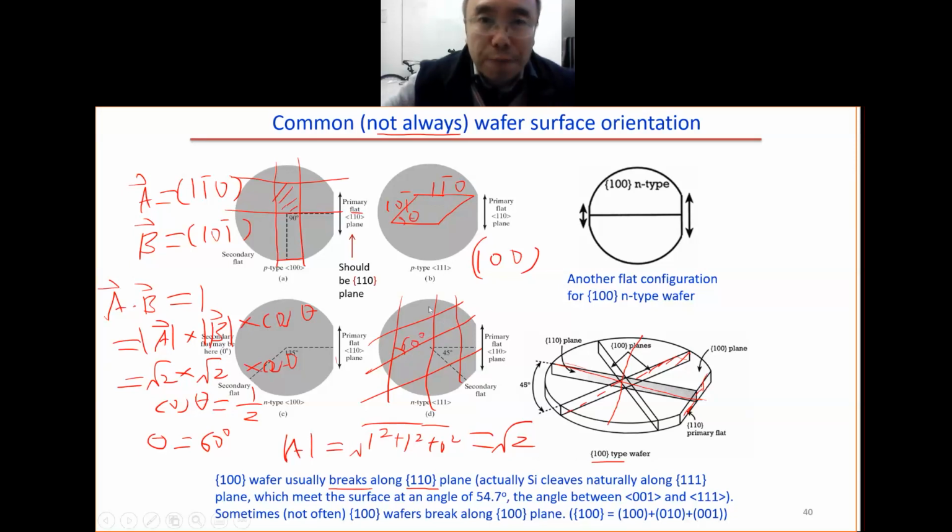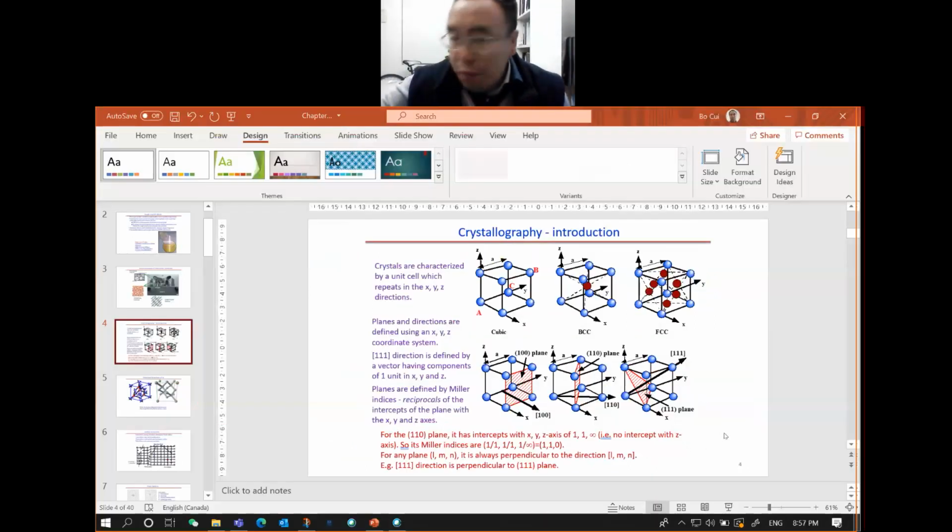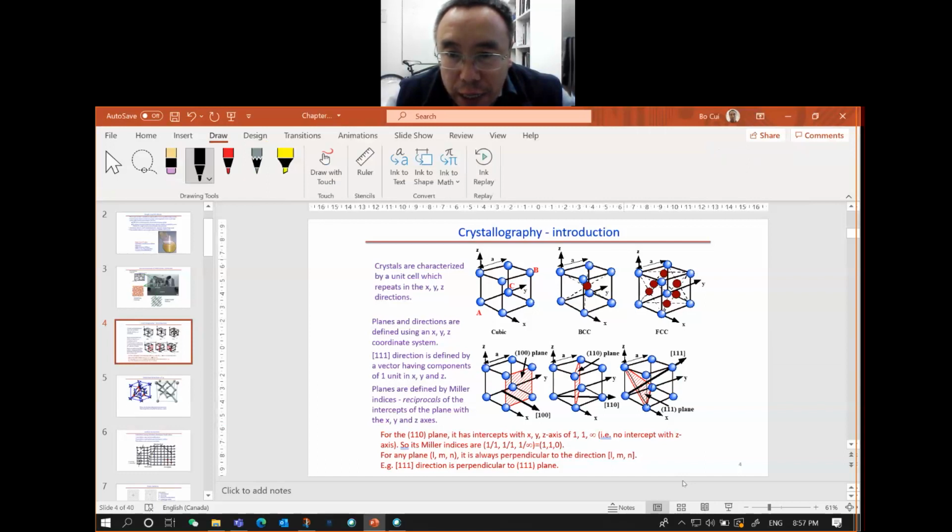If you look at this triangular shape here, this line, this line, and this line are 110 lines, such as 1 1 0 and 1 minus 1 0. Those 110 lines have 60 degrees between them. This is 60 degrees.